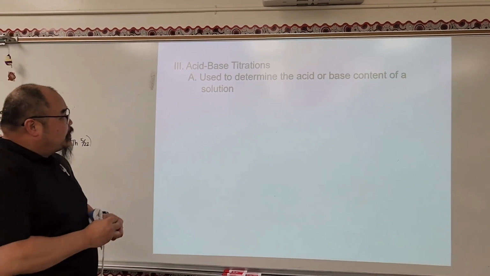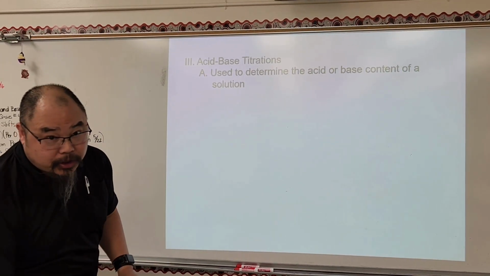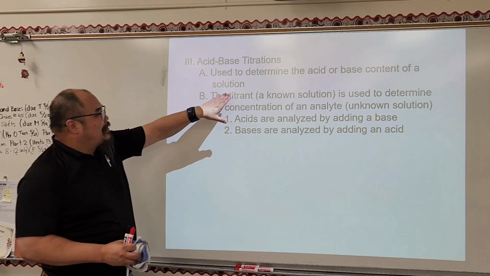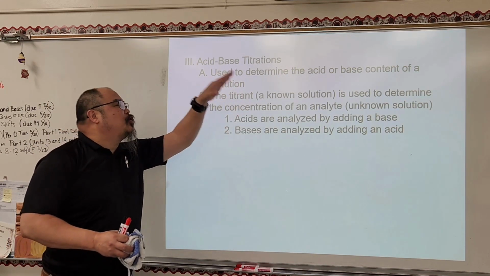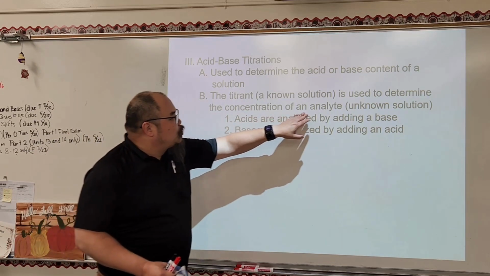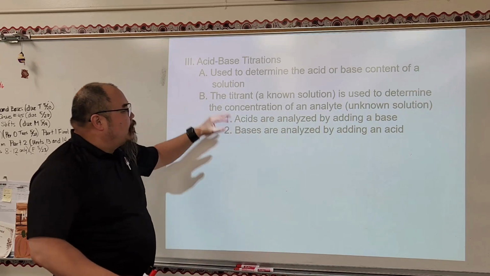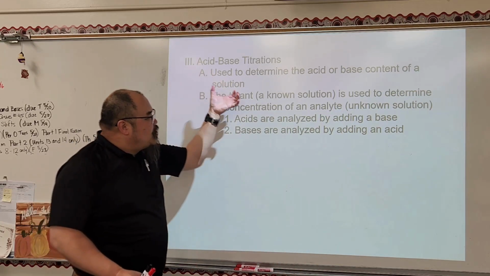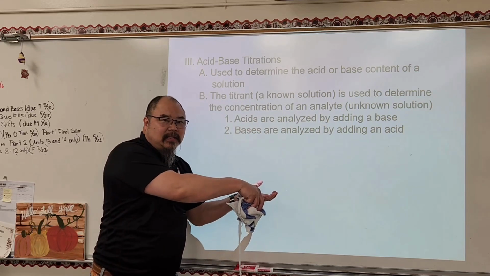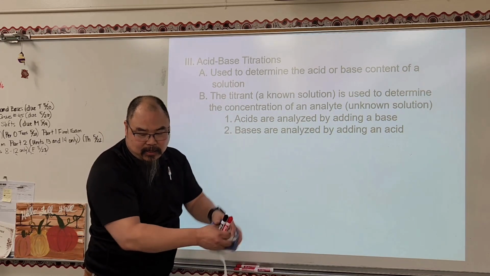So in a titration, again, as I mentioned, it's used to determine the acid or base content of a solution. Now, with that solution, you've got 2 parts. The titrant. The titrant is what you know, right? And then you're going to find out the concentration of the analyte. That's the unknown substance, right? If you have an unknown acid, you're going to titrate it with a base. If you have an unknown base, you're going to titrate it with an acid.